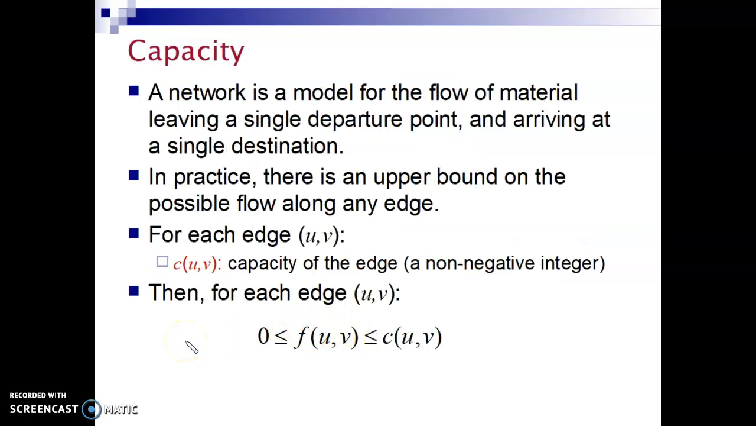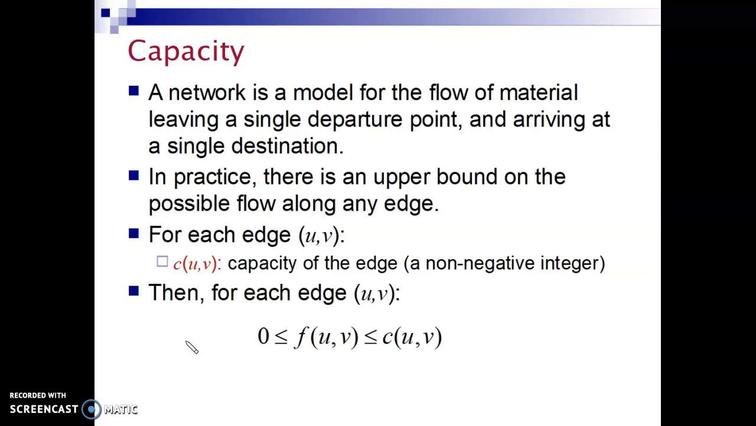There is also one other value that is associated with each edge in a network, and that's called the capacity. A network is basically a model for the flow of material leaving a single departure point and arriving at a single destination. That's why we have a source and sink nodes. In practice, there is an upper bound on the possible flow along any edge. Each edge has a capacity. You can imagine it as a pipe.